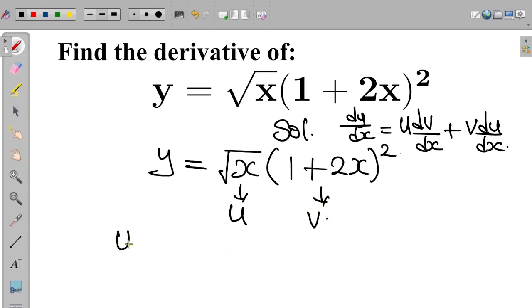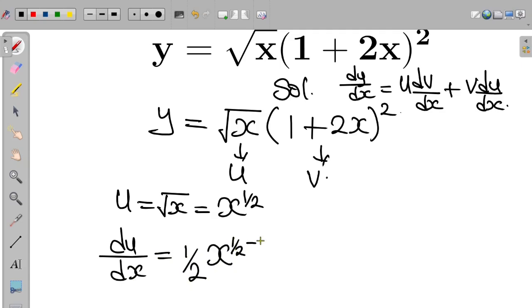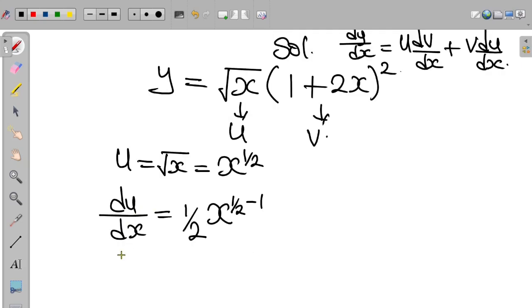So therefore, u is equal to root x, which is equal to x to the power of 1/2. If we differentiate u with respect to x, we have that du/dx is equal to 1/2 multiplied by x raised to the power of 1/2 minus 1. So at this point, du/dx is equal to x raised to the power of negative 1/2, all divided by 2.